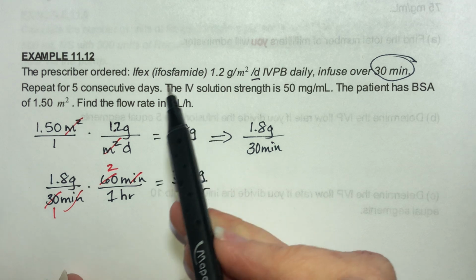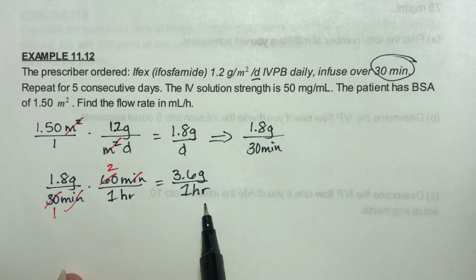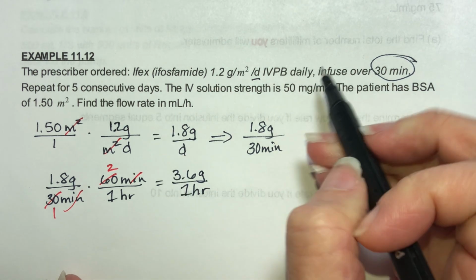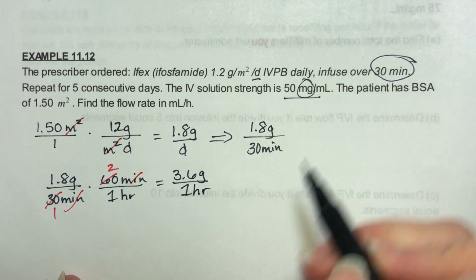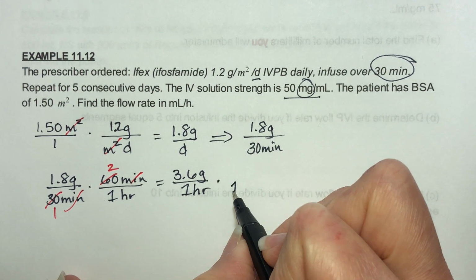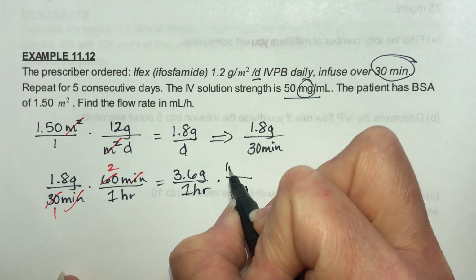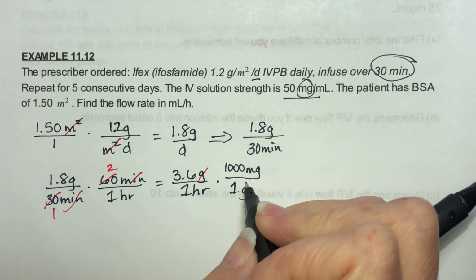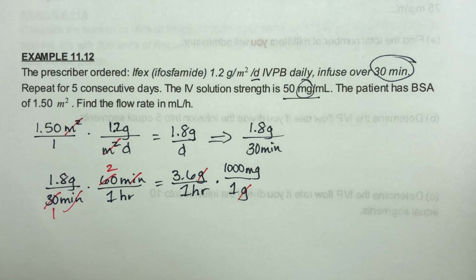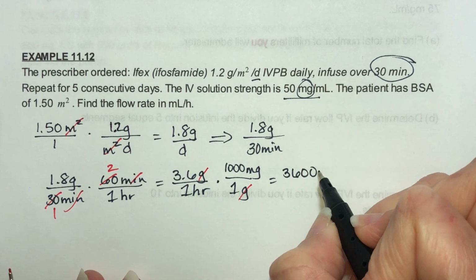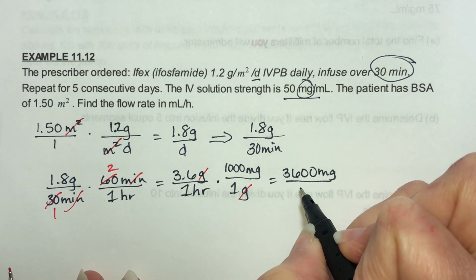Okay. Now we want milliliters per hour. We've got the hours. We just need to find a way of turning grams into milliliters. The IV solution strength is 50 milligrams per milliliter. So let's convert this to milligrams. In each 1 gram, there are 1,000 milligrams. So grams cancel out. If you multiply 3.6 times 1,000, you get 3,600 milligrams in 1 hour.